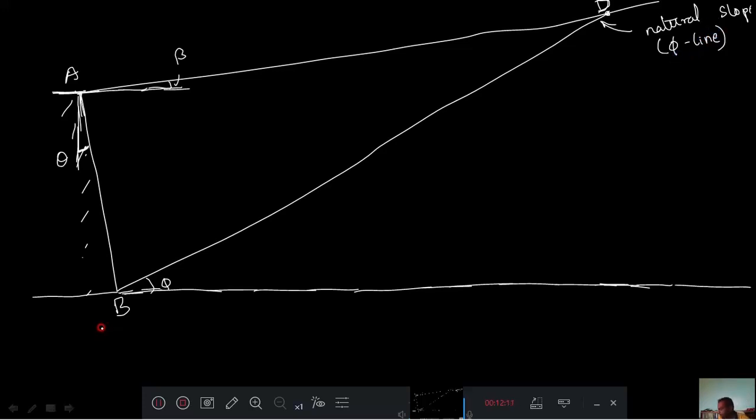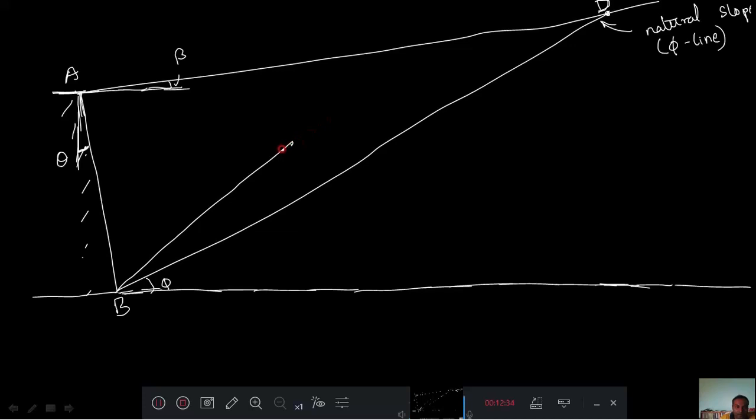Understood? Now according to this person, the natural line is this one. It means when the retaining wall is there, then this cannot become a failure plane. This is not a failure plane. Then the failure plane will be within the natural slope. Okay, that I will consider here.